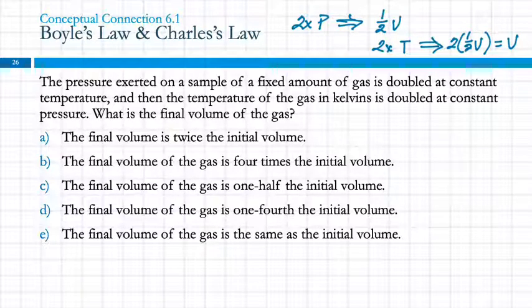So all these answers, and the correct answer is E. The final volume is the same as the initial volume. Doubling the pressure made the volume cut in half, but doubling the temperature doubled the volume back up to its original amount. So you need to be able to answer questions like that too. Any questions?